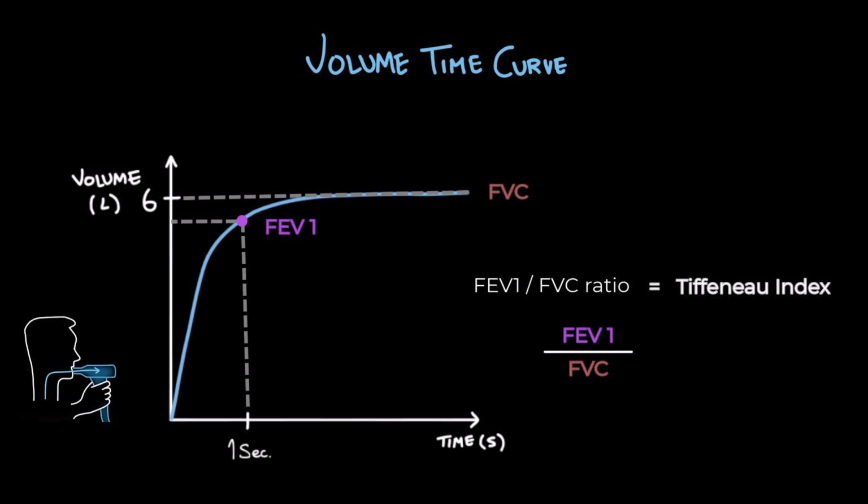In healthy adults, you can blow out most of the air quickly, so the ratio is high, usually higher than 80% or 0.8. We can use spirometry to tell the difference between the two main types of lung diseases: obstructive and restrictive lung diseases.